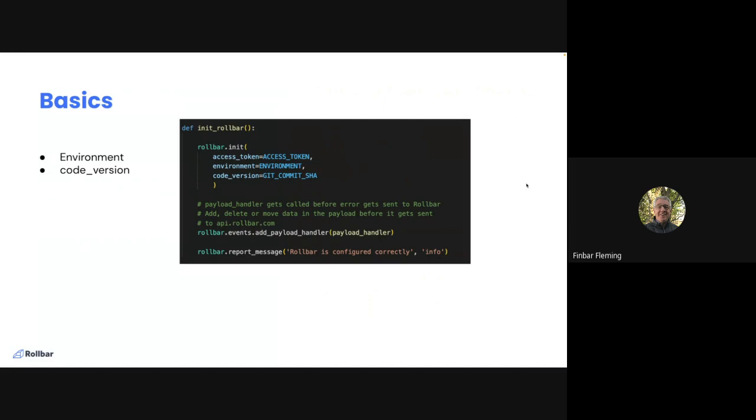In this case, this is a little method where I'm doing all my initialization. So I'm doing my basic Rollbar initialization, and then I'm also defining a method that's going to be called just before the error gets sent to Rollbar. In that payload handler, I'm going to be able to modify the payload. Maybe I'm going to do some very advanced data scrubbing. Maybe I'm going to add some additional custom tags just before I send it.